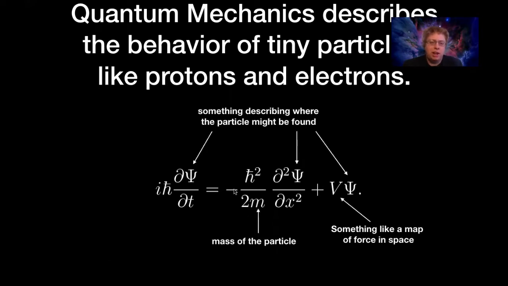In particular, it has this symbol psi here, which is what we call a wave function, which describes where some particle, anything, a proton, an electron, an atom, a person, might be found. It has a mass of the particle, and it has something that's like a force or a map of force in space, and it combines all of these things together. So in a very analogous way to the way Newtonian mechanics, classical mechanics works, quantum mechanics can describe the behaviors of tiny particles, albeit with these somewhat more complex rules.